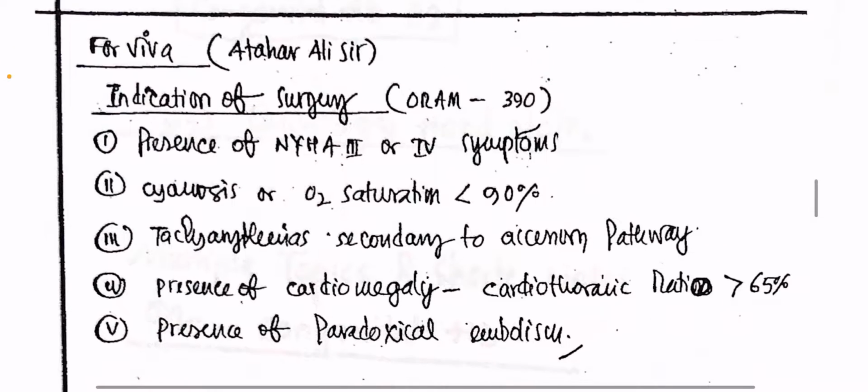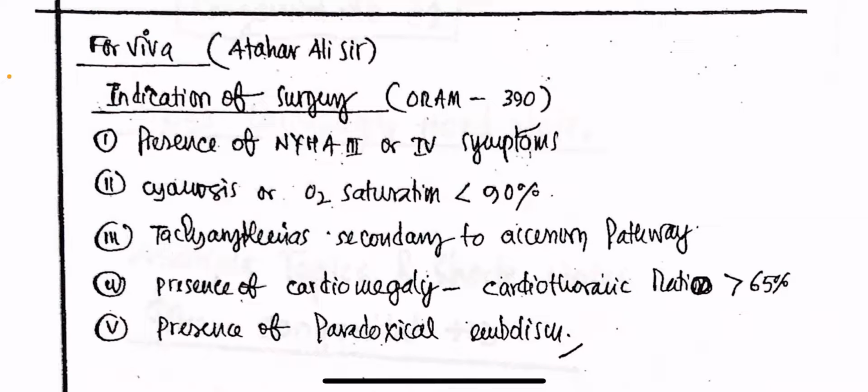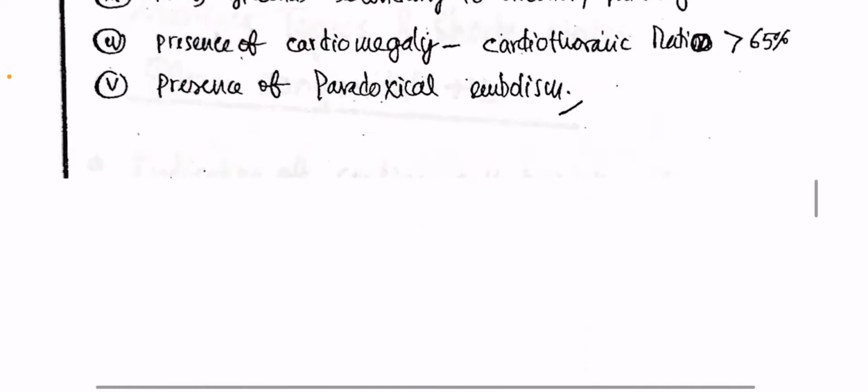For viva, what is the indication of surgery for Ebstein anomaly? Presence of NYHA 3 and 4 symptoms: cyanosis or oxygen saturation less than 90%, tachyarrhythmias secondary to accessory pathway, presence of cardiomegaly, cardiothoracic ratio more than 65%, presence of paradoxical embolism.